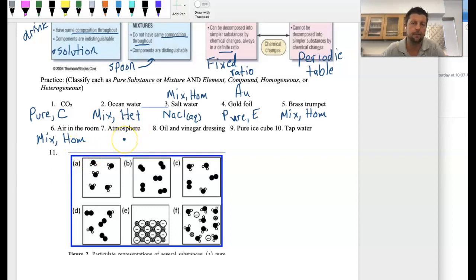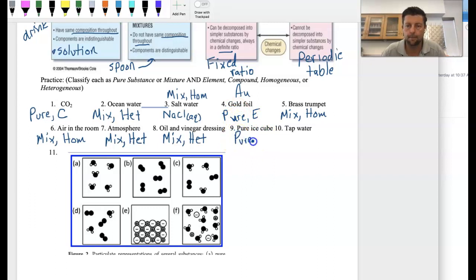If you look at the atmosphere, across a large area of the stratosphere, you could observe that there are different layers with smog and clouds. So if you zoom out, the atmosphere looks a little bit more heterogeneous, so a variable composition. Oil and vinegar dressing, there's definitely a separation there where it doesn't pass the spoon test, so it is a mixture with different parts of oil and vinegar and dissolved things in different areas, so this one would be heterogeneous.